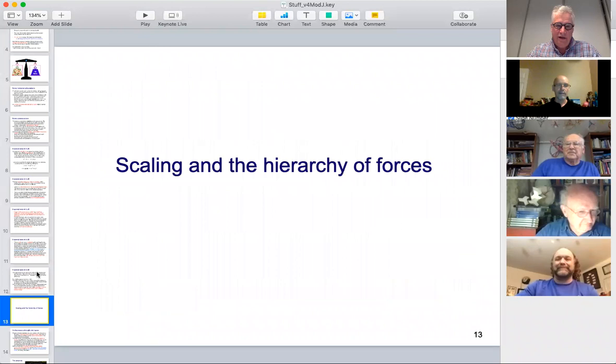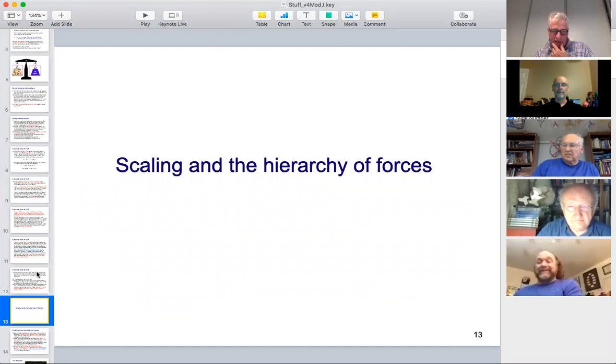Okay, so I'm going to talk about scaling and the hierarchy of force, and I'm going to go a little bit faster, because it's now 10 to 8. So I'm going to go relatively quickly through this bit.